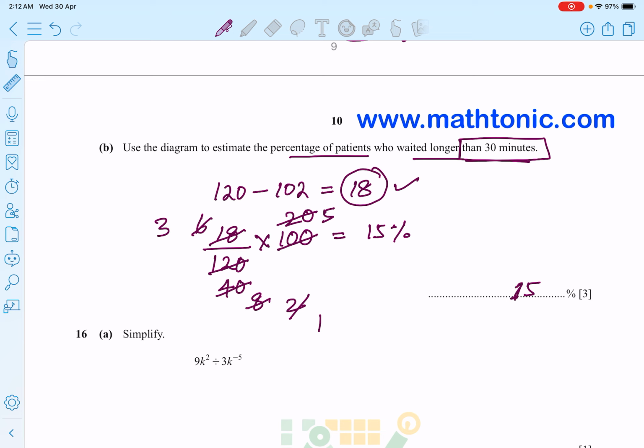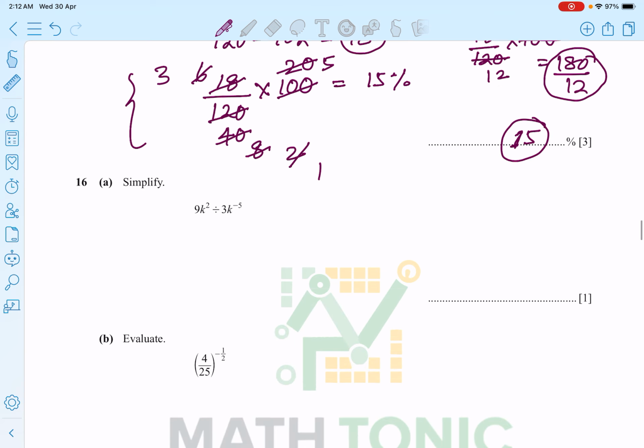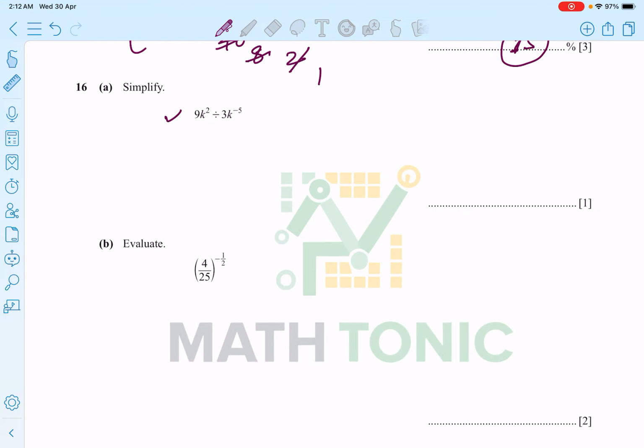Simplifying without a calculator is totally dependent on you. See, we can do it like this. If you're very good at calculation, you can take bigger numbers. For example, someone can do it like this also: sorry, 18 over 120 times 100. A person can do 10 times 10, 10 times 12. See, I took 10 right now. So numerator times numerator, that is 180 over 12. If you divide this, you will get the answer, 15% as well. Got it, everyone, clearly? Okay, next, simplify 9k squared divided by this one.